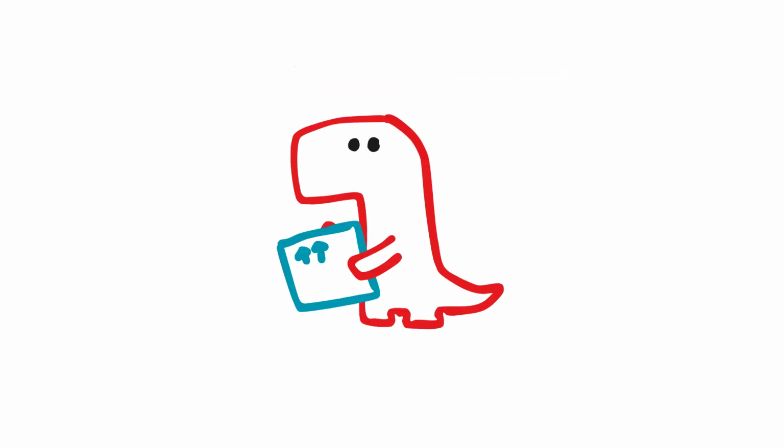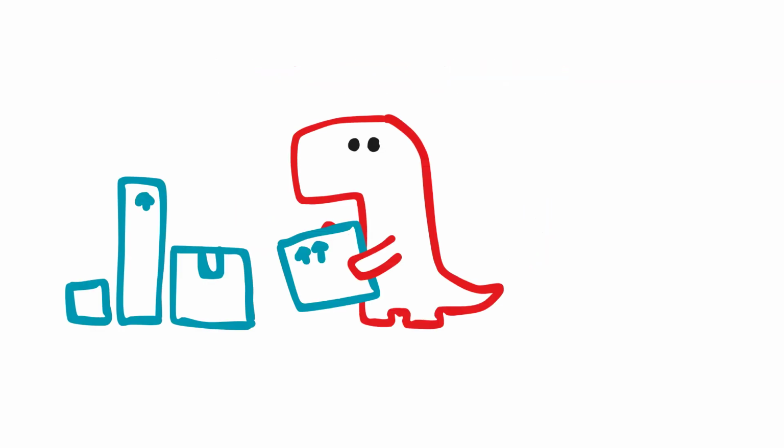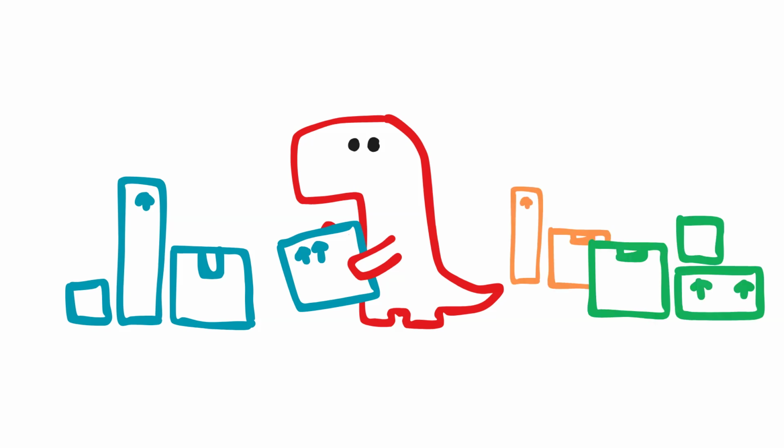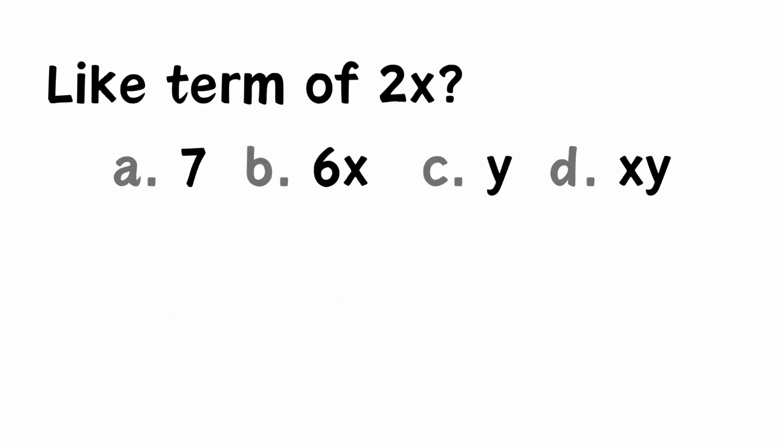Think about it as sorting through boxes. Boxes that have the same color can be put together, but boxes that differ in color have to be separated. Let's get straight into some examples to see how this works. Given these 4 choices, which of the following is a like term of 2x? See if you can figure this out on your own.